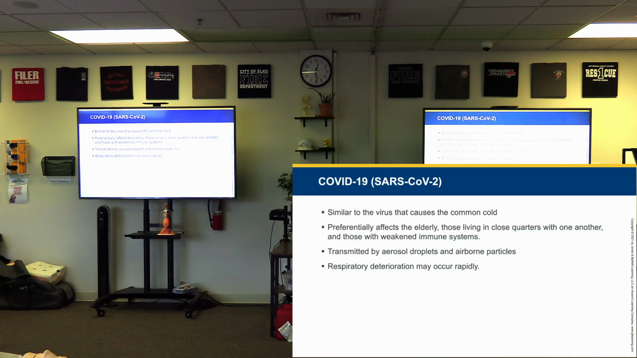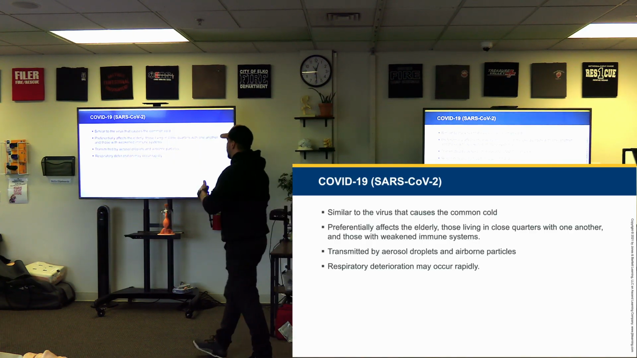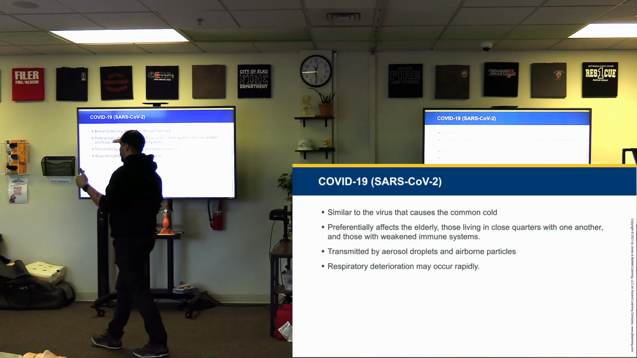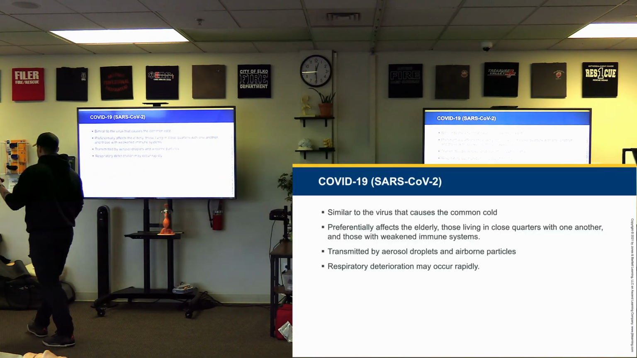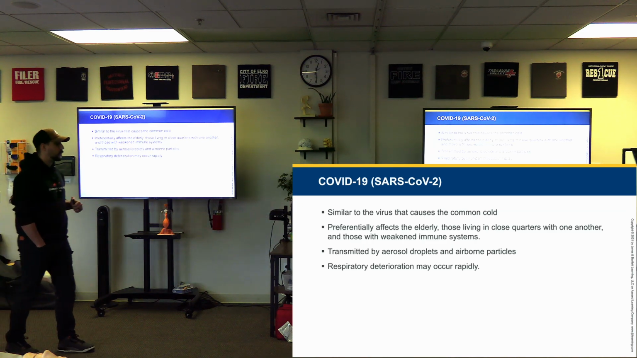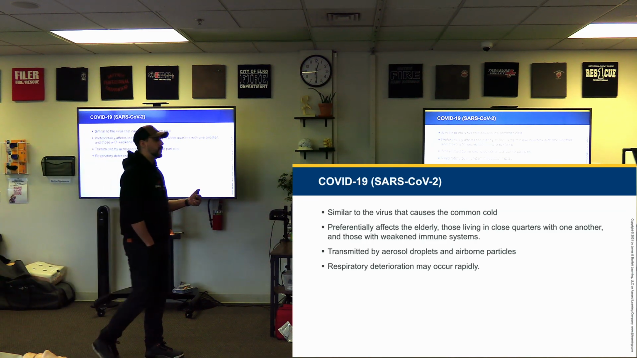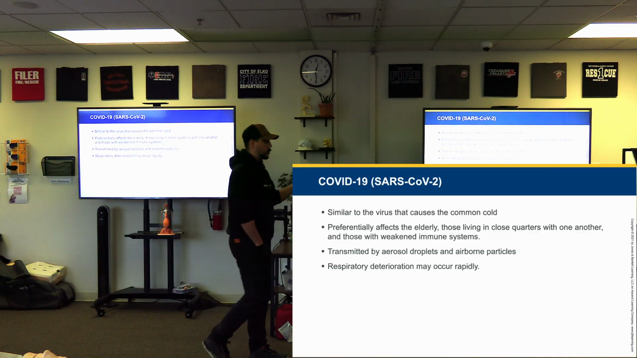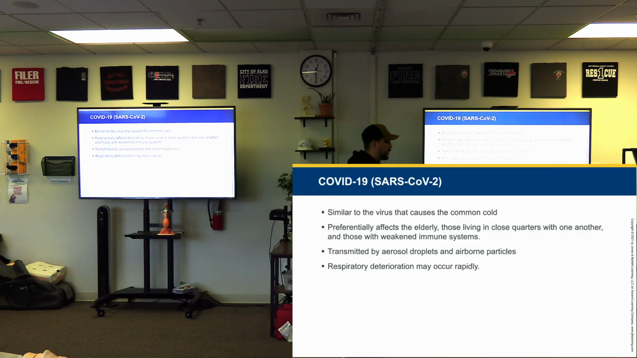Okay, COVID-19, SARS-CoV-2. Very similar virus to the common cold, very real thing. I saw a lot of people die of COVID. It does happen, it's a very real thing. But it preferentially affects the elderly, right? If you think about it, they're living in close quarters. So those living in close quarters, which, depending on the elderly people, dictates one thing or another. And then those who have weakened immune systems. They just have a higher likelihood, higher susceptibility of it. They have a weak immune system, the germs get in there, all of a sudden we're ill, right?